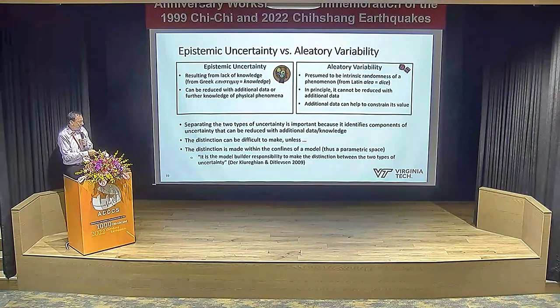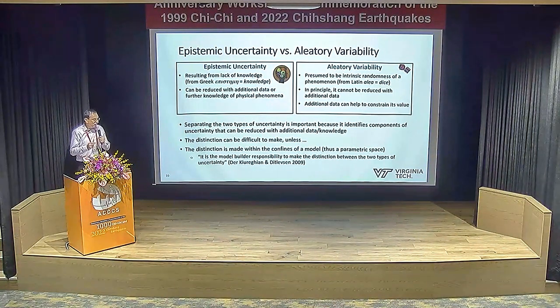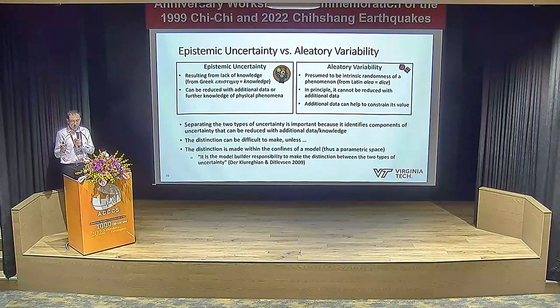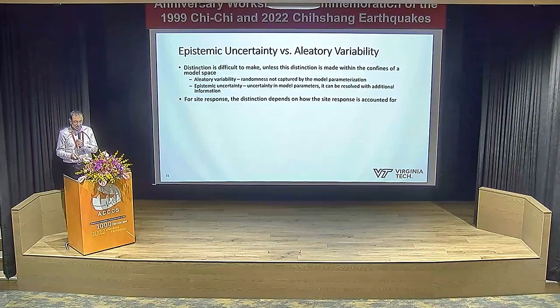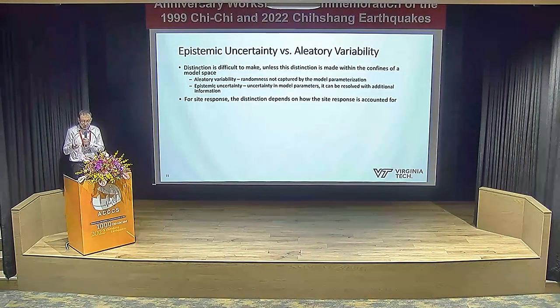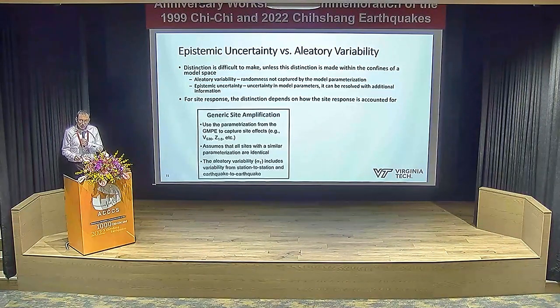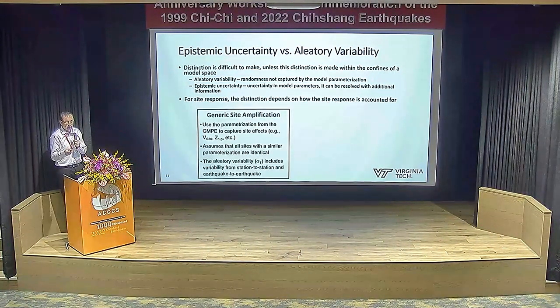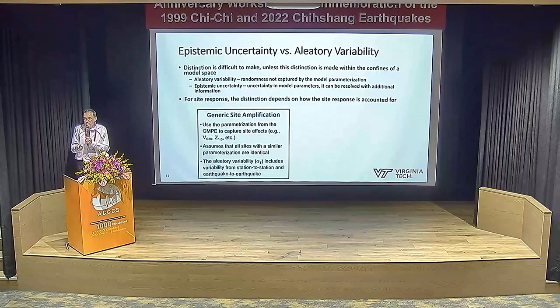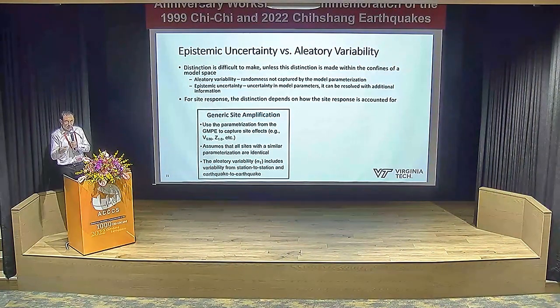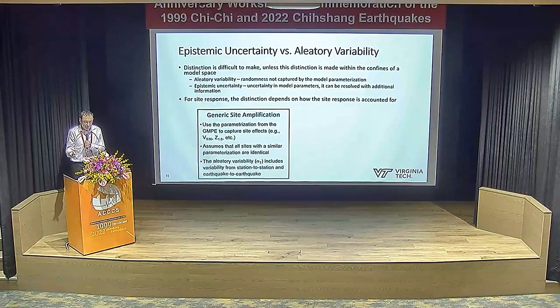It is, and this is from a paper from Professor Der Kiureghian, the model builder's responsibility to make the distinction between the two types of uncertainty. So in site response analysis, the distinction depends on how the site response is accounted for. If we have a generic site amplification term, such as in a ground motion prediction equation, then we have a parametrization that's based on proxies for the site effects, which means that we are assuming that all the sites that share a similar proxy share also a similar behavior.